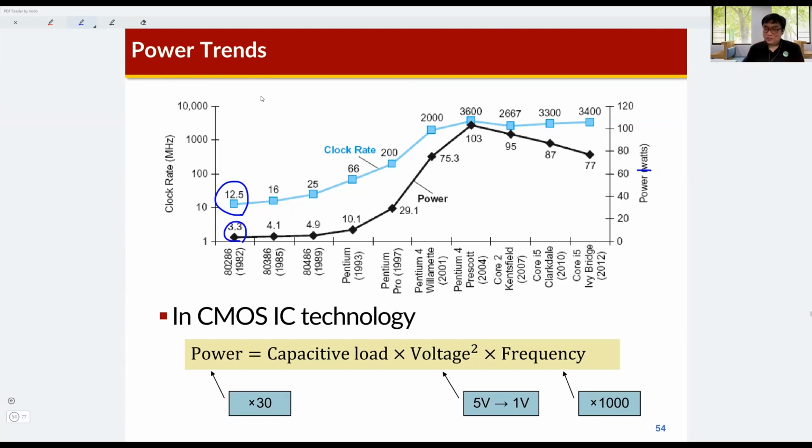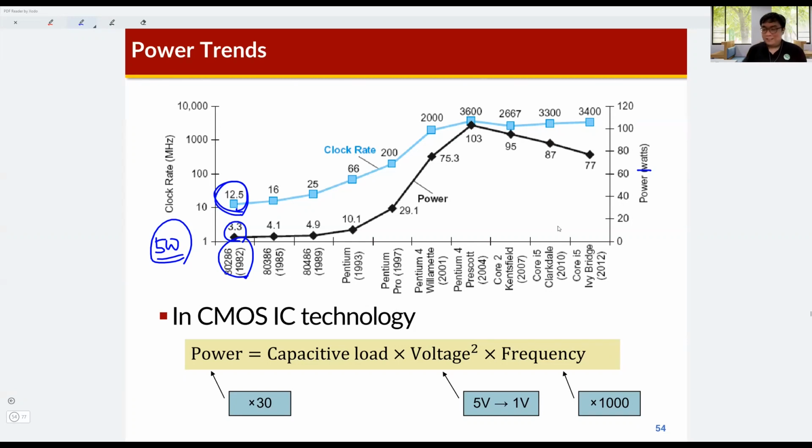Usually the application processor, that means the CPUs in our smartphones, consume less than 5 watts. But in 1982, a desktop CPU consumed 3.3 watts. It's very low, very good. But how about the performance? Performance is also extremely low. The clock frequency is about 10 megahertz.